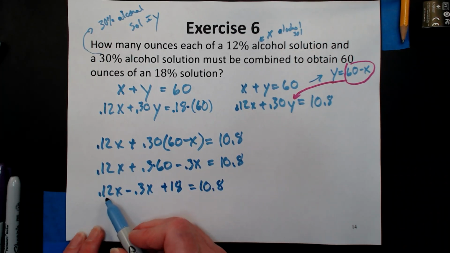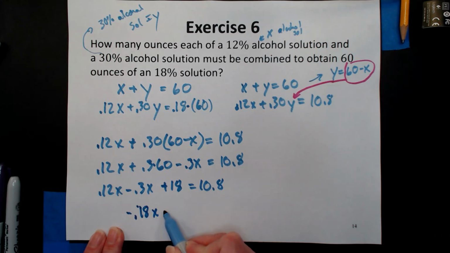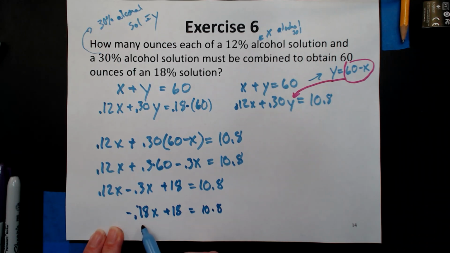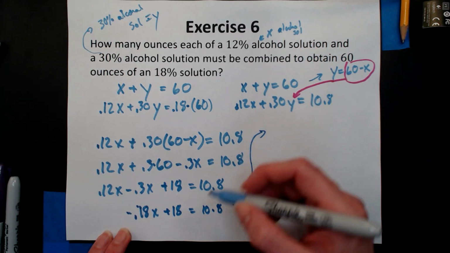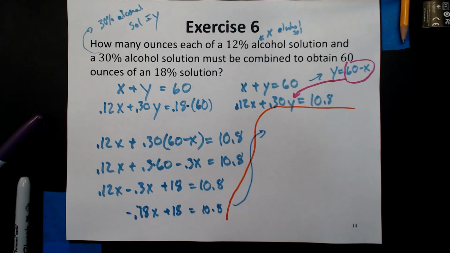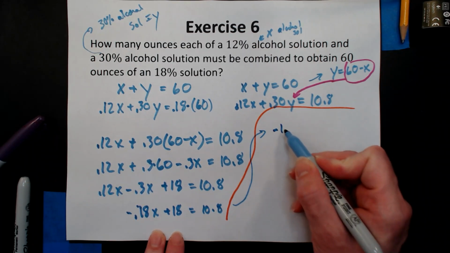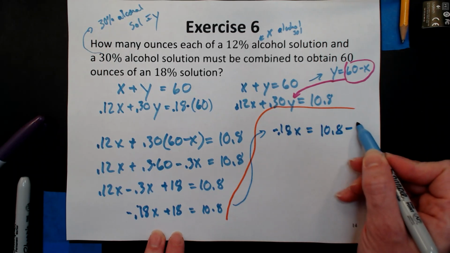And then when I take negative 0.3 and I add 0.12 to it, my coefficient on my x becomes negative 0.18x plus 18 equals 10.8. So now I'm going to move that 18 to the other side. I'm going to get negative 0.18x equals 10.8 minus 18.